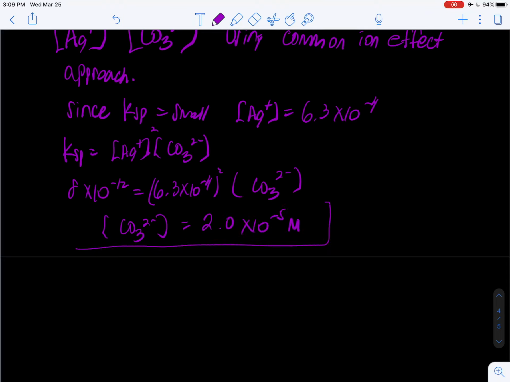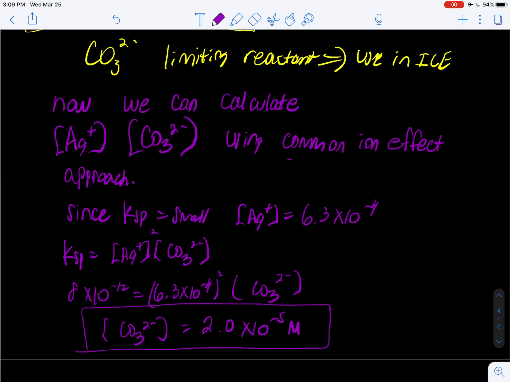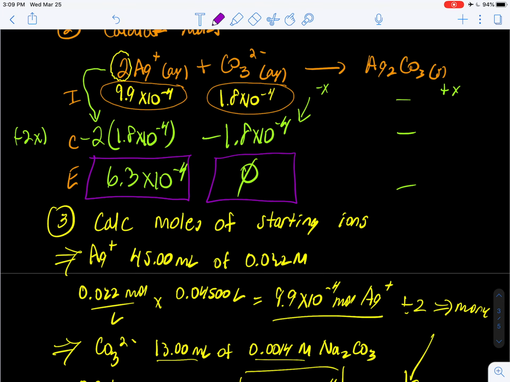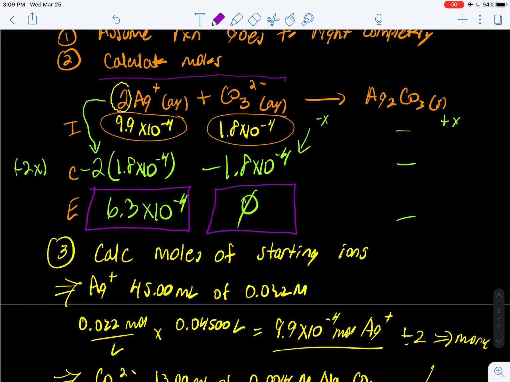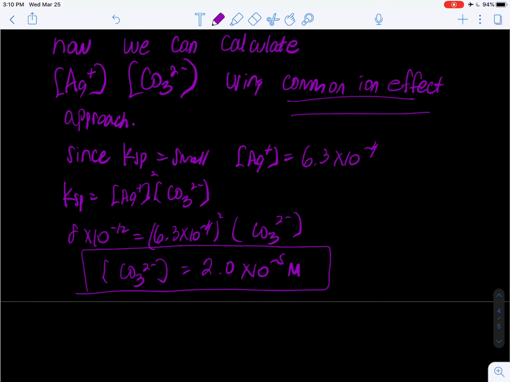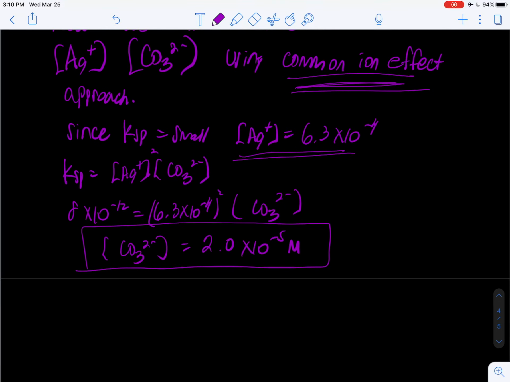Okay. Now we're going to talk a little bit more about the common ion effect in the next lecture, but this is basically how you would do that. Okay. It all comes down to this precipitation reaction. The limiting reactant gets completely used up and it becomes 0 initially. And this is 6.3 times 10 to the minus 4. And that's huge. And that's your answer for the reagent in excess. And what you need to do is apply the common ion effect to calculate the molarity of the other remaining guy.